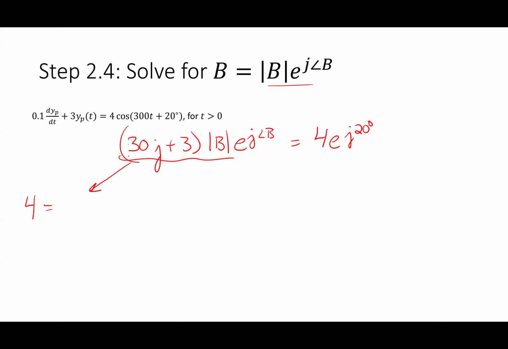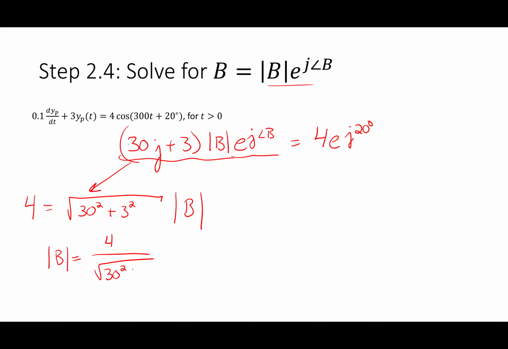So how do I get the magnitude of 30j plus 3? Square root of 30 squared plus 3 squared. Okay. And then what about the B e to the j angle B? What's that guy? Just magnitude B, right? I've got one equation that came out of that: magnitude of B equals 4 over the square root of 30 squared plus 3 squared, whatever that is. Okay.